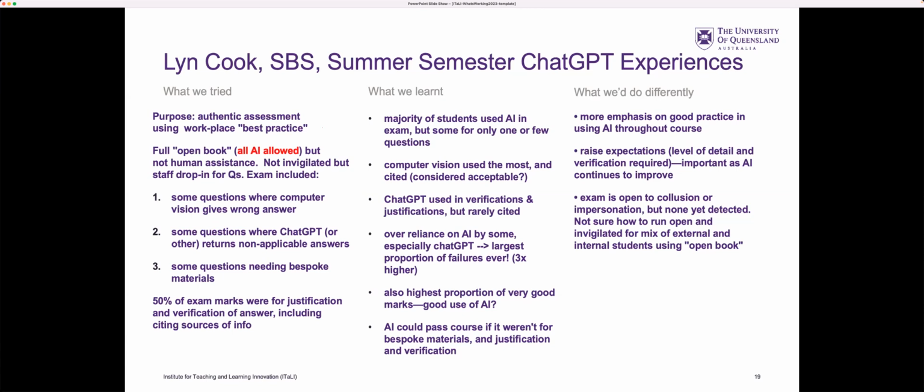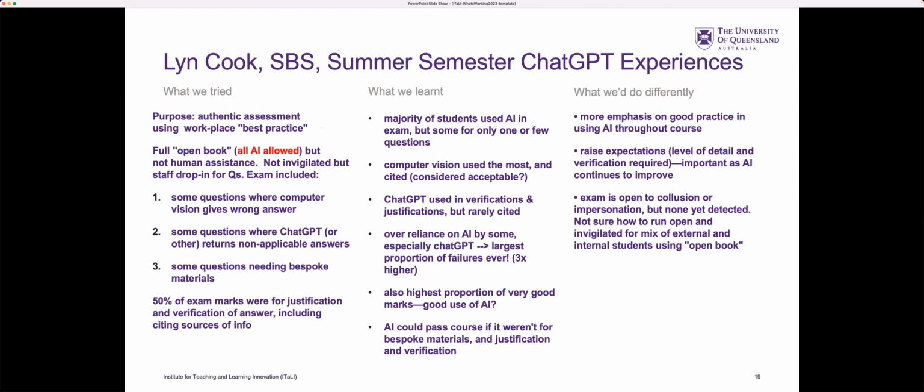There were some questions in the exam where computer vision gives the wrong answer. We're talking about insects, and there are between 3 and 30 million insects, so the AI is not yet at the stage of being able to correctly identify things. So I used some where computer vision gave the wrong answer, and some where ChatGPT returned non-applicable answers. The answers were correct in respect of the organisms, but not correct in respect of the specimen in front of the students. And some questions needed bespoke material, unpublished keys that are not available on the web that we use in class for practicing particular techniques. The students needed to use that in the exam as well.